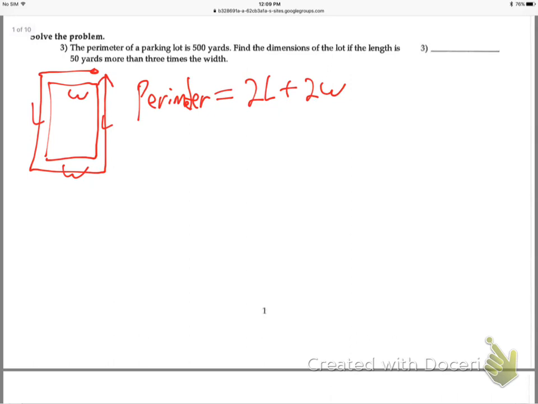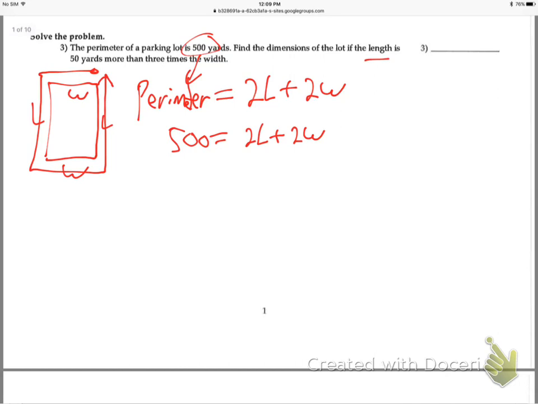Okay, good. And it says the perimeter is 500. So 500 is 2L plus 2W. Good so far? Now that's 2 letters. Whenever you have 2 letters, you need 2 equations, right? If you just have 1 letter, you only need 1 equation. So I need a second equation, and that's over here.